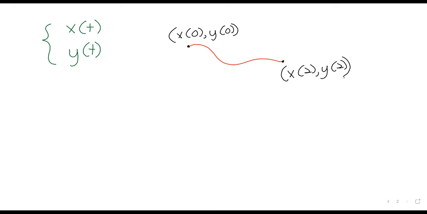Anyway, so as time passes, the x coordinate changes and the y coordinate changes. So it makes sense to think of the x and the y coordinate as both being functions of time. And that's a parametric equation. And it's called a parametric equation because this t is called a parameter. We've got x and we've got y, and then we've got a parameter.